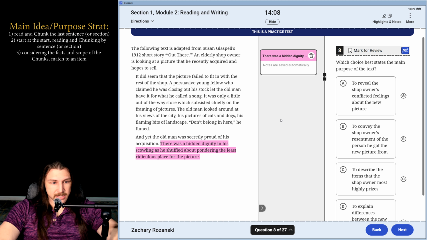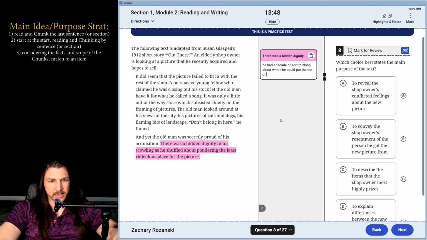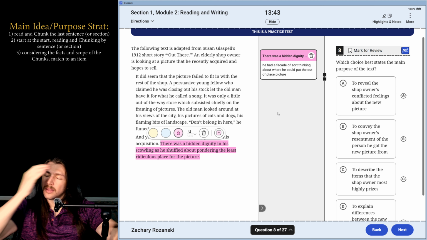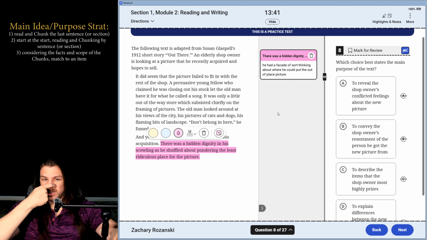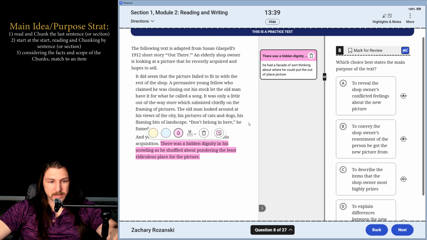There was a hidden dignity in his scowling as he shuffled about, pondering the least ridiculous place for the picture. He had on a facade of sorts, thinking about where he could put the out of place picture, right? The least ridiculous place for the picture. I don't know if the picture was ridiculous or not, but he's hiding his feelings about something, it seems.